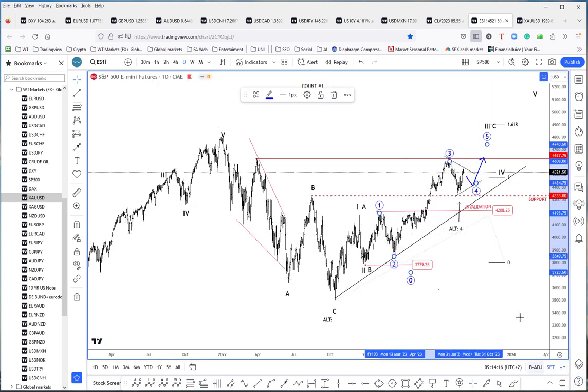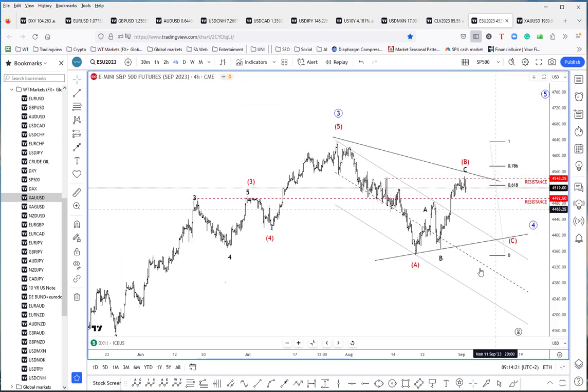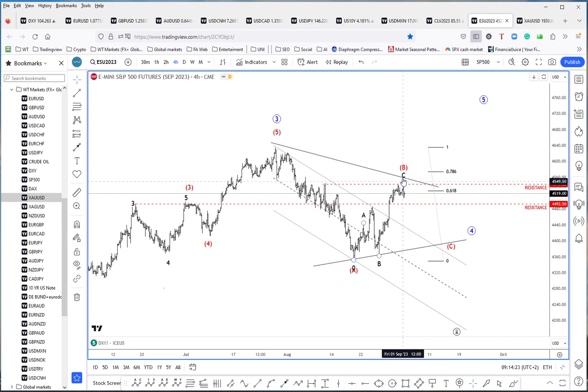I'm not really convinced. If it finished here, I would definitely have to watch these current levels that market is testing here. We are at the 61 and 78.6%. It's a little bit higher. Keep in mind that we have only 3 wave rise here. So definitely some resistance could be in the cards.